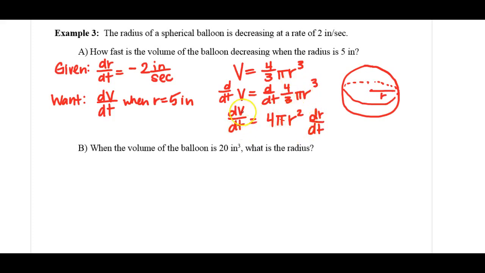Okay, so now we want dV/dt when r is 5 inches, so I'm going to plug 5 into this r, and then -2 inches per second into dr/dt.